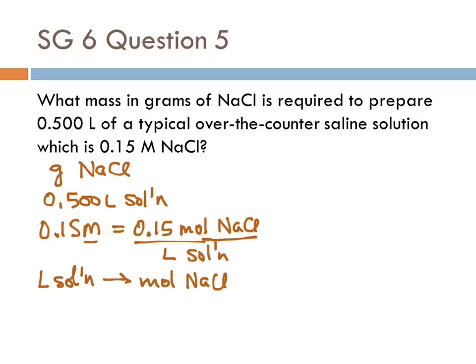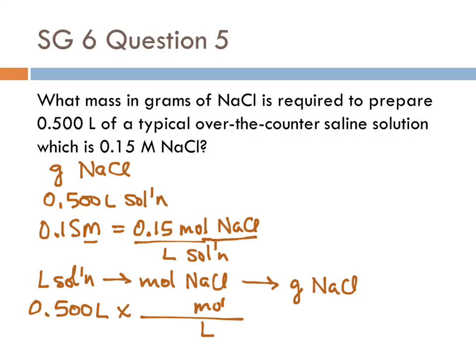But where do we want to end up? We want to end up at grams. Can we go moles to grams? Sure we can. We mastered that, right? So then we start. 0.500 liters times, we want moles up here and liters down there, so the liters cancel out. And then over here, we want grams per mole, so the moles cancel out. Moles per liter is the concentration that was given to us, 0.15. Grams per mole is molar mass.